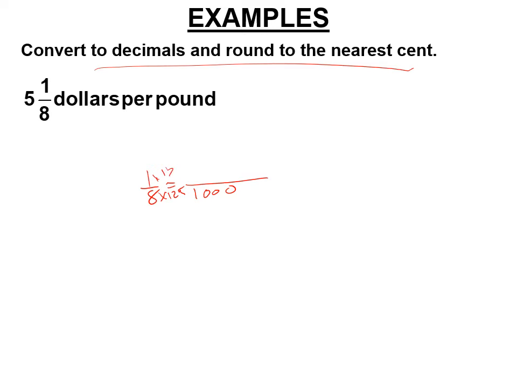125. So 5 and 1/8 is 5.125. 5 and 125 thousandths. Now we're going to round that, so we look at the 5, and it rounds to $5.13. Oh, per pound. This was our unit rate.